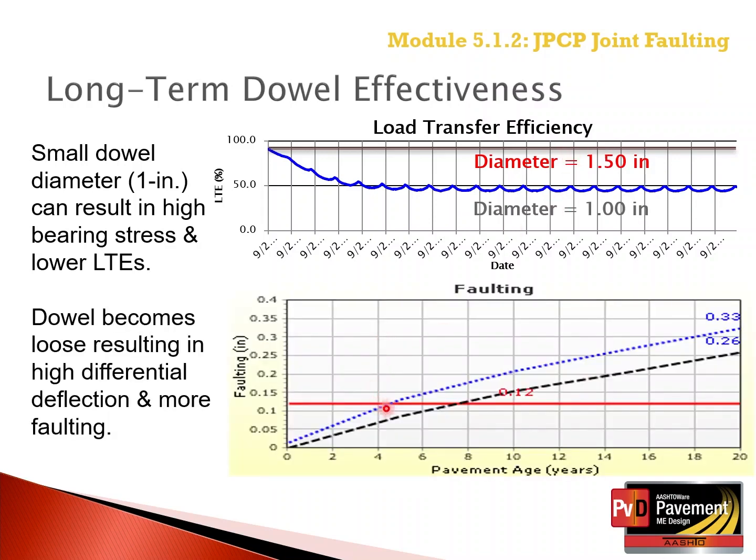With the higher bearing stresses, the dowels become loose, resulting in higher differential deflection and more faulting predicted for the transverse joint, as displayed in the lower graph comparing the 1-inch to the 1.5-inch dowel diameters.